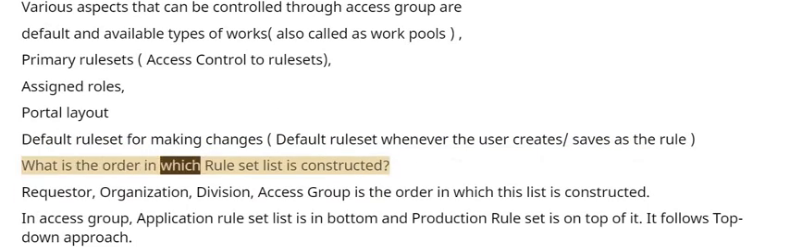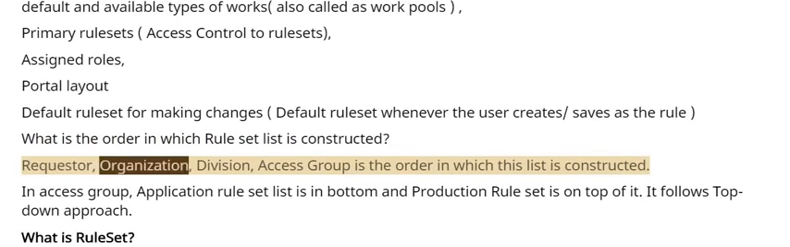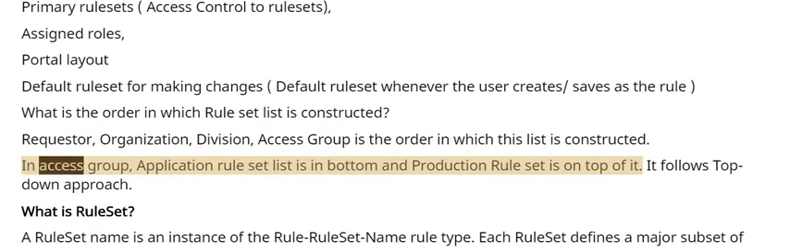What is the order in which the rule set list is constructed? Requester, organization, division, access group is the order in which this list is constructed. In access group, the application rule set list is at the bottom and the production rule set is on top of it.